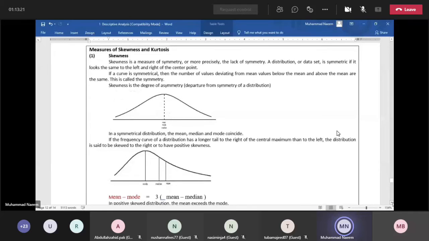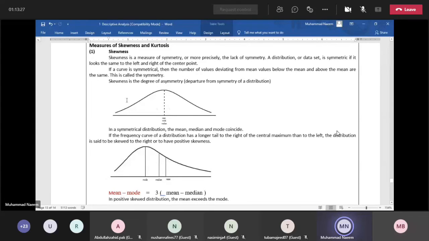Just after 5 minutes, we will discuss skewness and kurtosis. Take a break, observe these things, and ask me if you have some problem. Just after 5 minutes.